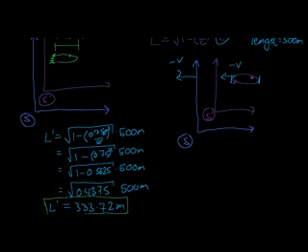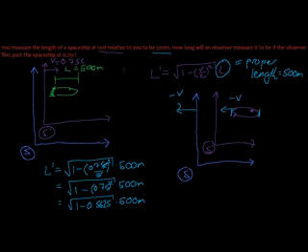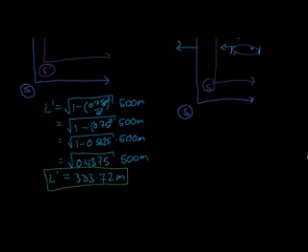So that's all you'd have to do for a problem just like this. Simply work out which one is the proper length, which one is L and L prime, and simply plug in your values and then solve for whatever you need. And that's basically it.